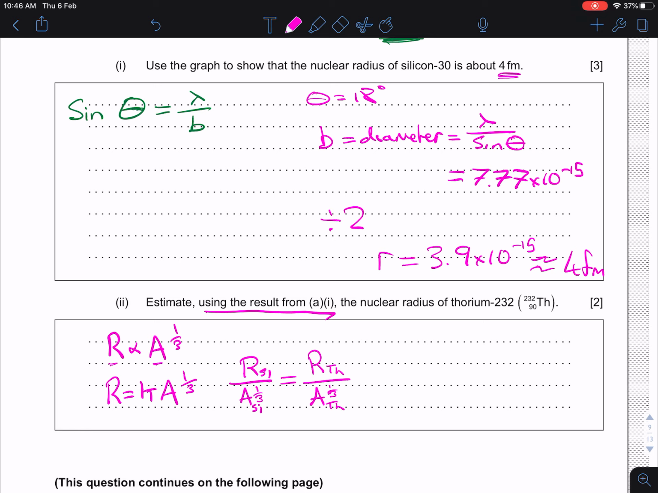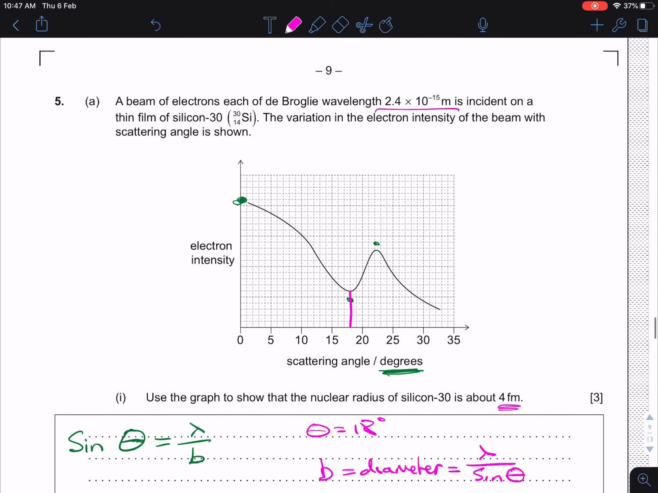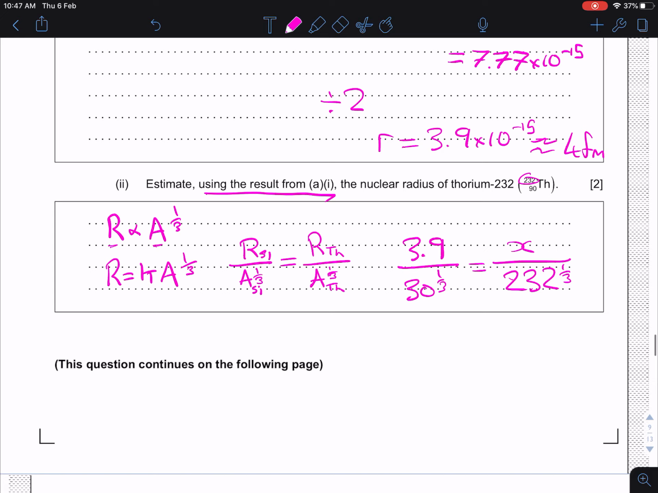Putting your values in there gives you, and we can keep everything in femtometers now because it's just a ratio, 3.9 times 10 to the minus 15. Let's do that. That's 3.9 divided by 30 to the third equals whatever the radius of thorium is, divided by 232 to the third. These are the atomic numbers that I'm taking here, 232 and 30. Solving that for x gives you x equals about 7.7 femtometers.